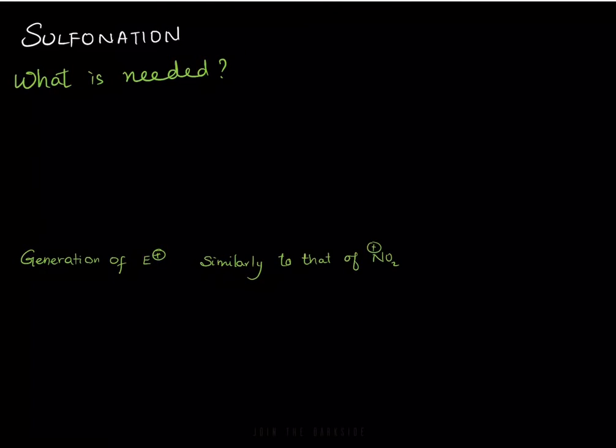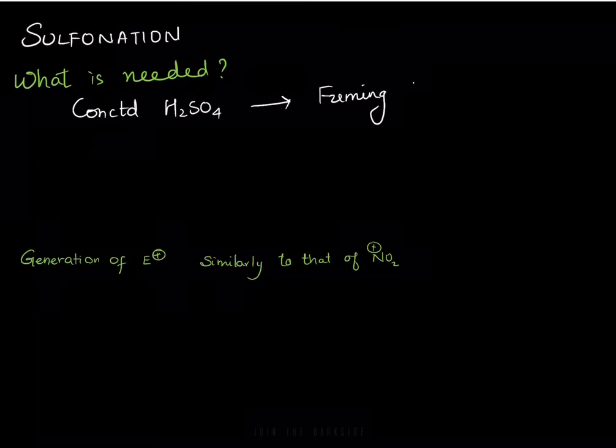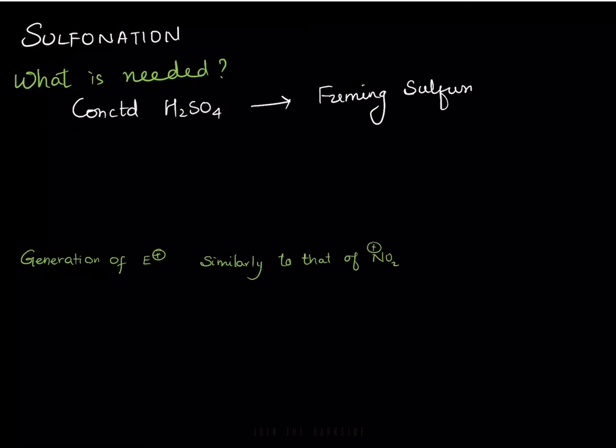Okay, sulfonation. What is needed for sulfonation? For sulfonation, you need concentrated H2SO4, or you can get fuming sulfuric acid. Fuming sulfuric acid is a solution of SO3 in H2SO4. So either one of these should work. But if you're using concentrated H2SO4, you should heat up the reaction.